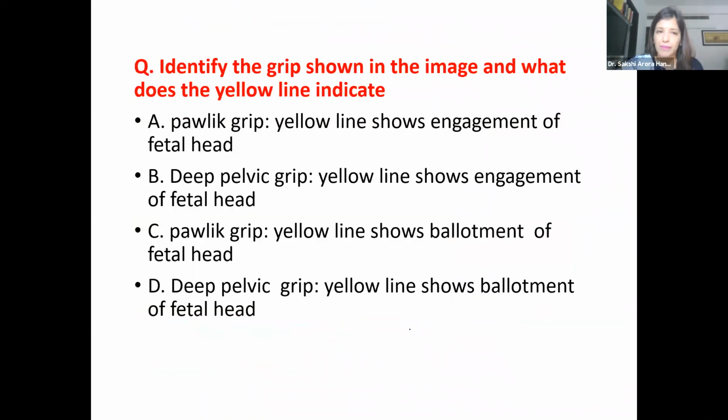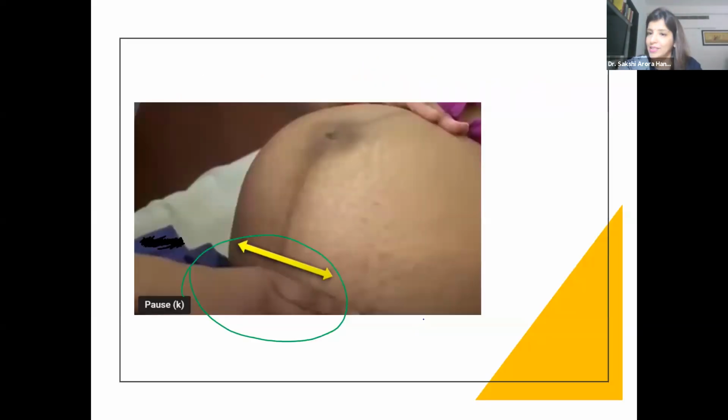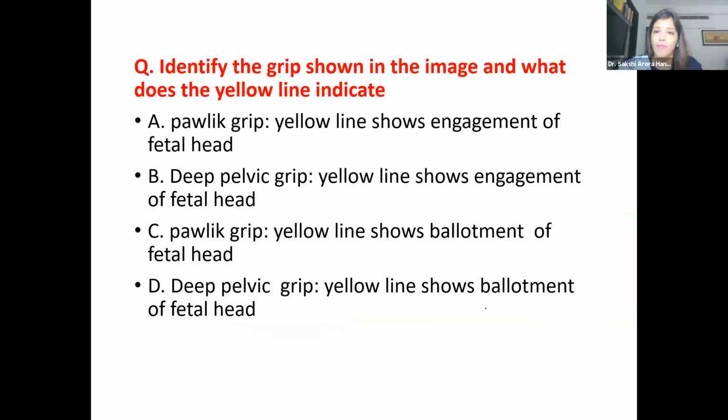Okay, so please tell. Now see over here, you had to identify the grip in this image and tell what the yellow line is telling you. The options were: A, it is Pawlik grip and the yellow line shows engagement of the fetal head. Option B, it is deep pelvic grip and the yellow line shows engagement of the fetal head. Option C, it is Pawlik grip and the yellow line shows ballottement. And option D, deep pelvic grip and the yellow line shows ballottement. So just let me check what you people have answered. Yes, all of you have answered correctly, and it is option C. So that means you've understood this concept.